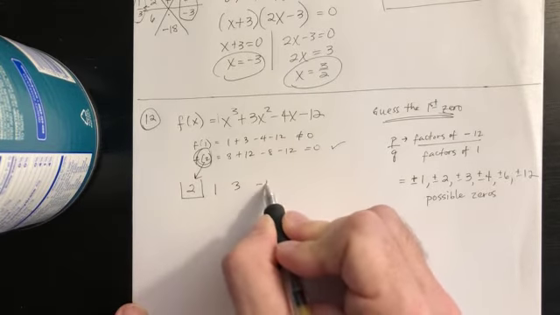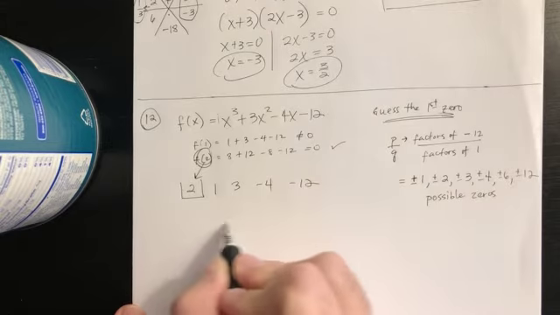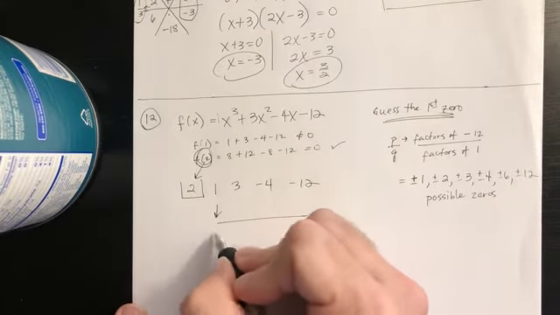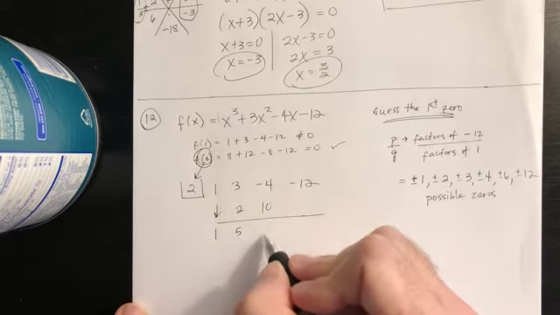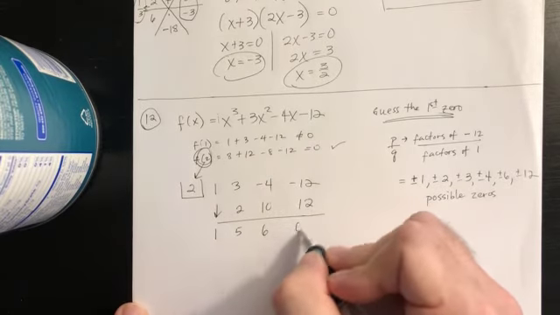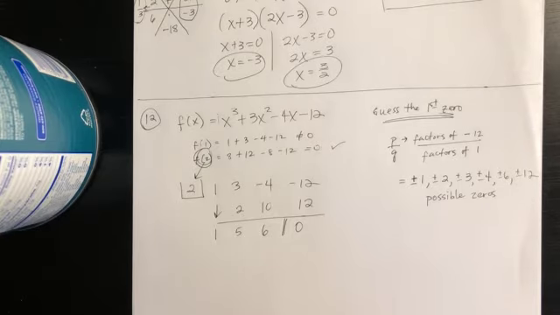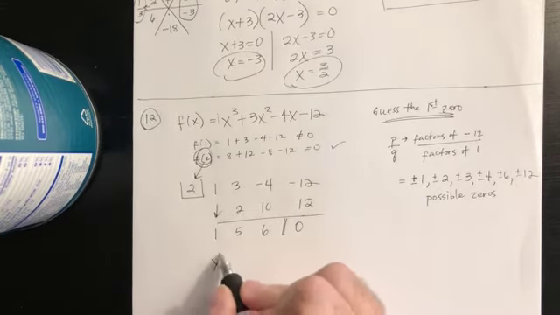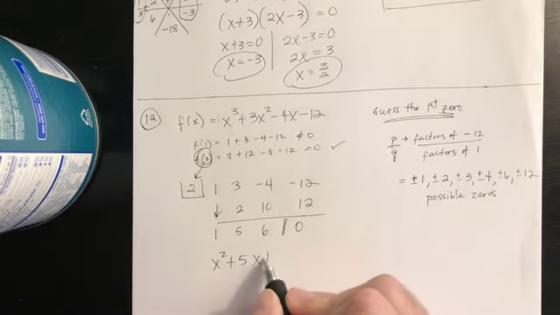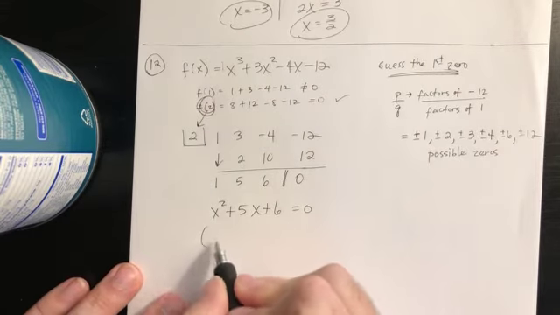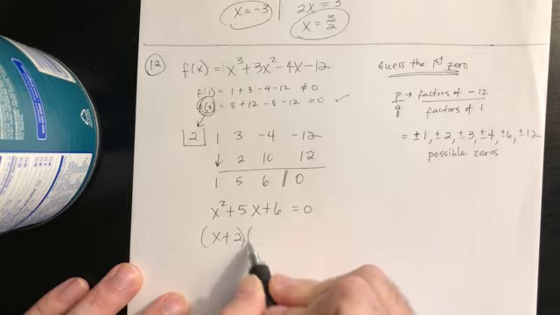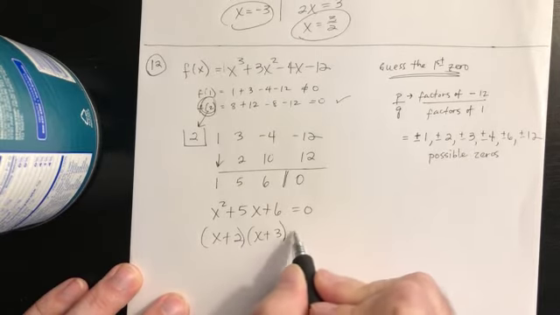1, 3, -4, and -12. Drop space, draw a line. Bring down the 1, multiply, add, multiply, subtract, multiply, subtract. Hey, you've got a 0. That's what should happen. This becomes x squared plus 5x plus 6, and we're going to solve that, which is a nice little trinomial. It factors into x plus 2 and x plus 3.